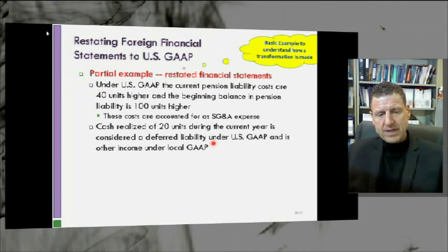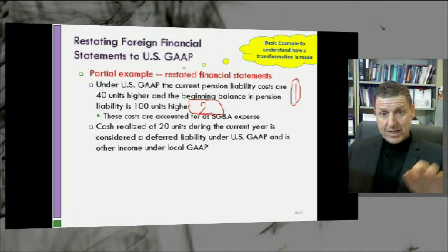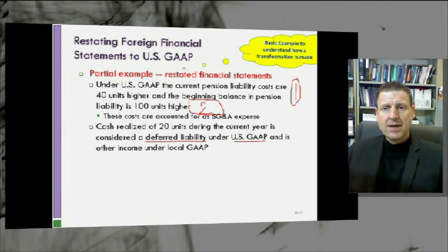So let's have a look at some of the calculations we've got here, shall we? Okay. So first we have pension liability costs. Let's do a 1. Pension liability costs here, 40 units higher. Beginning balance in pension liability is 100 units higher. So that's number 2, okay? So this is at the beginning balance. This doesn't affect income during a period, whereas the first item does affect income during the period. Next, cash is realized of 20 units during the current year. It's considered a deferred liability under US GAAP and is other income under local GAAP. So therefore, you're going to have to change the recognition of this income. We will call this number 3.